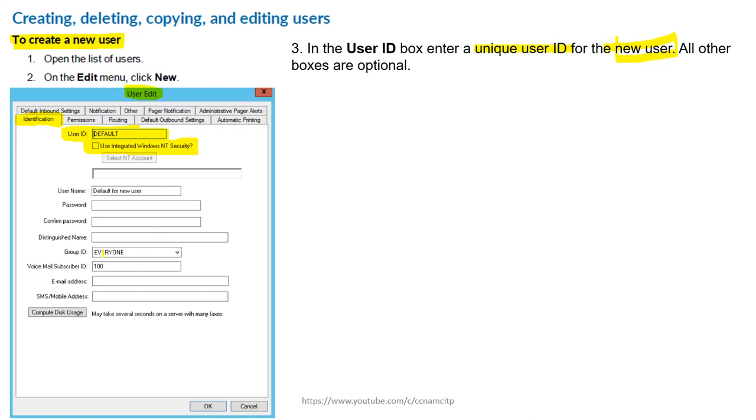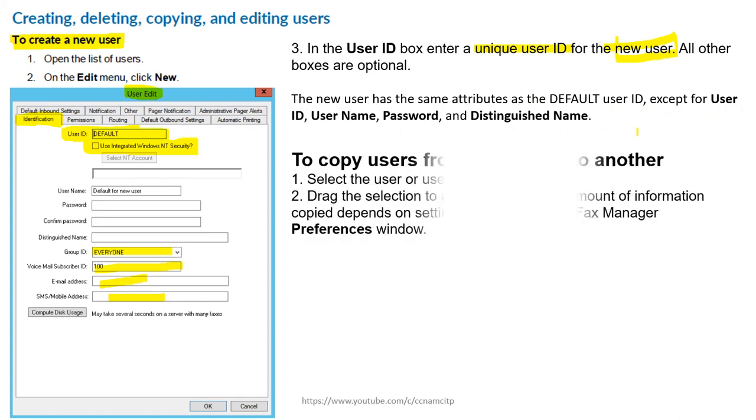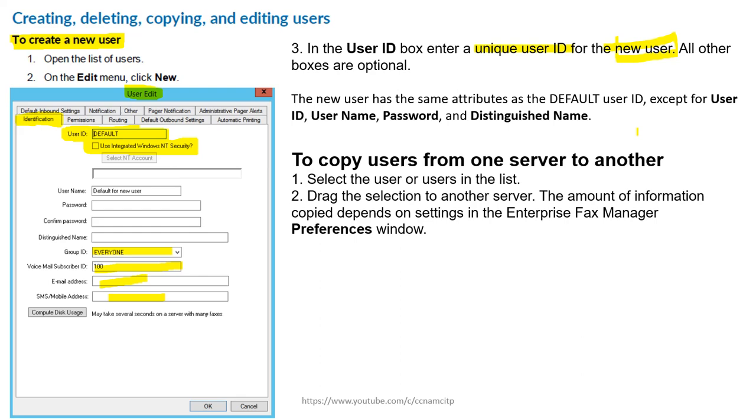You need to give a group ID, and if you want, any voice mail subscriber ID, email address, any mobile address, and apart from this, you need to give a password and all. But if you are using NT, then automatically it will take it from there only. I will show you. Now you can see here the new user has the same attributes as the default user ID, except for user ID, username, password, and distinguished name. To copy users from one server to another server, we will see it later.